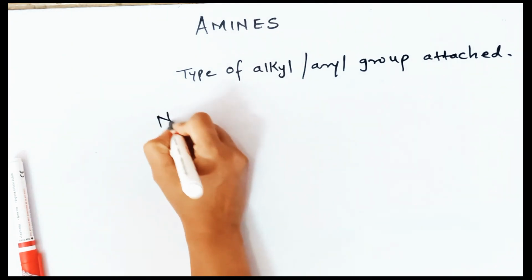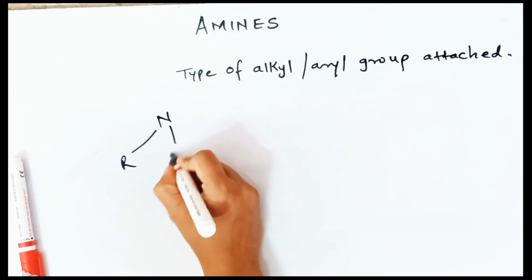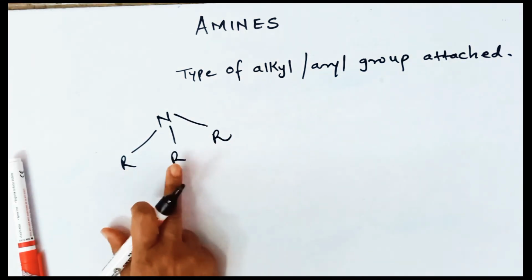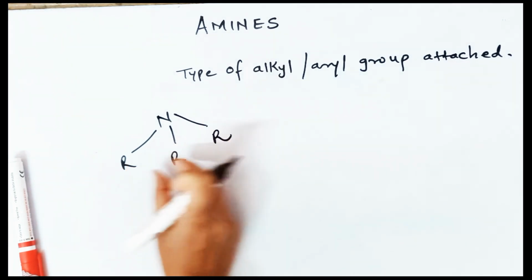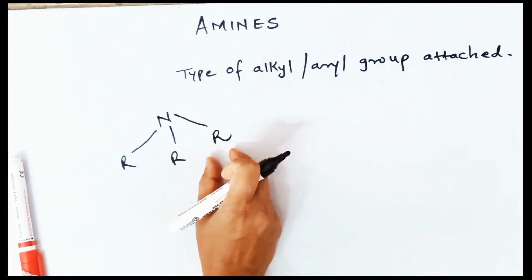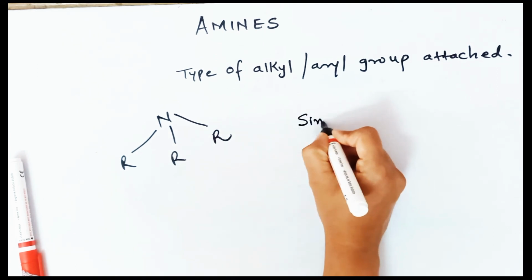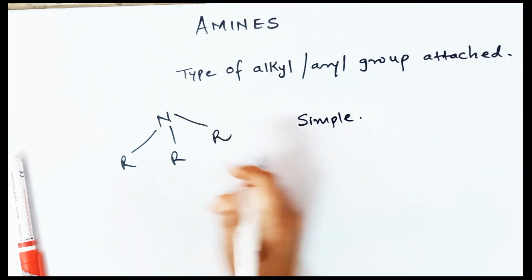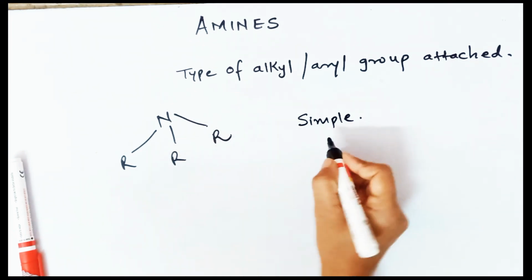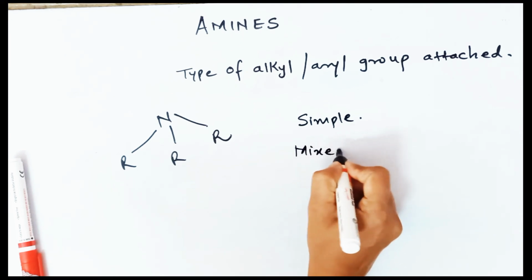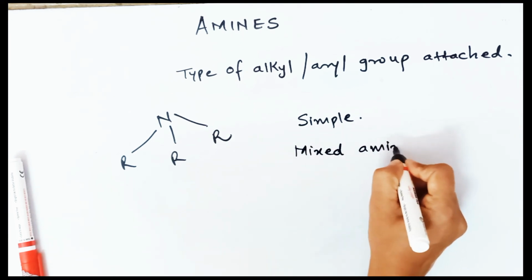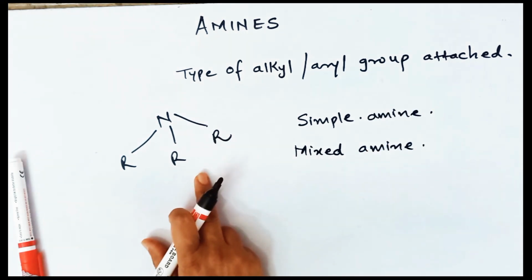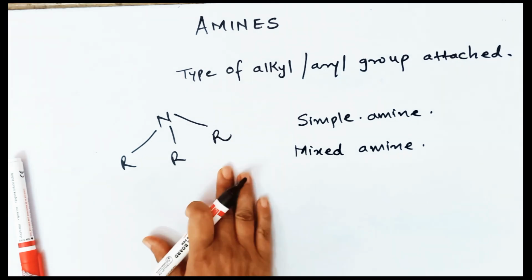If you have a tertiary amine like this, that is nitrogen atom attached to 3 carbon atoms, which means tertiary amine, and all the 3 alkyl groups, all the 3 groups are similar, then that's called a simple amine. So we're going to call it a simple amine. On the other hand, if all the 3 alkyl groups are different, then that's called a mixed amine. So this is the second classification of amines based upon the type of group. This is only for tertiary amines. So this was the basic introduction of amines.